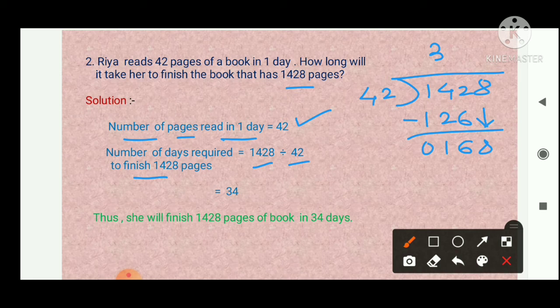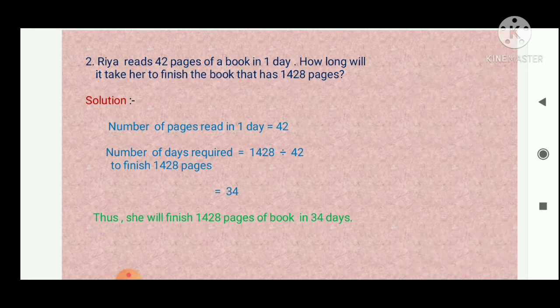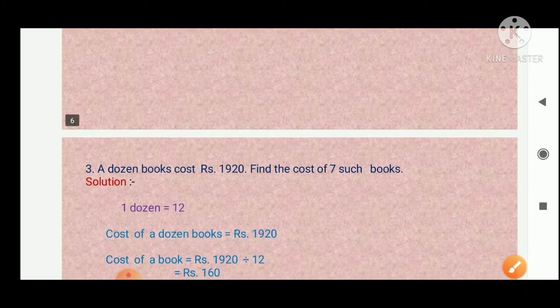Next digit we bring down. Then by dividing 168 by 42, we get quotient 4 and product 168. In this way, we get quotient 34 and that is our answer. So the answer is: she will finish 1428 pages of a book in 34 days. See students, here we found the answer by the division method. Let's see the next word problem.